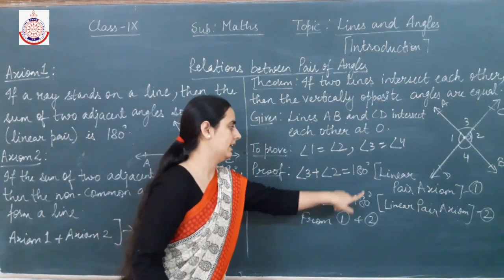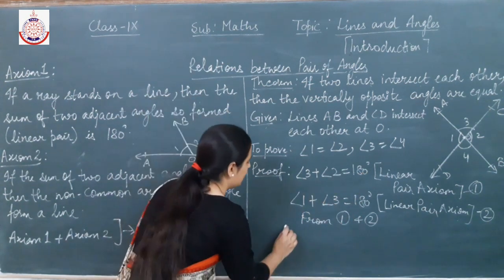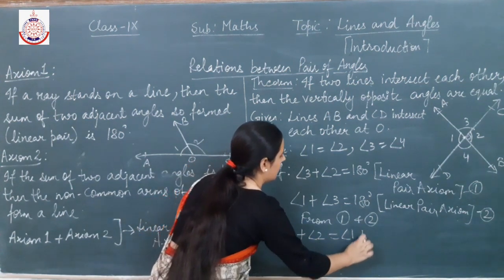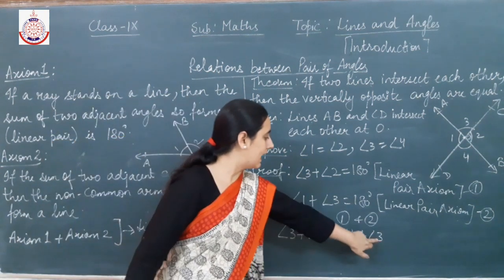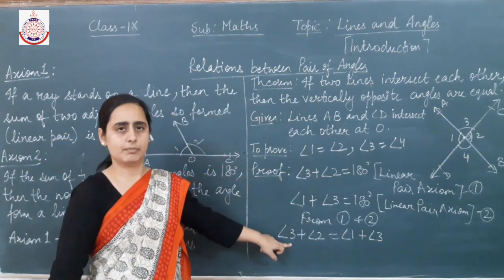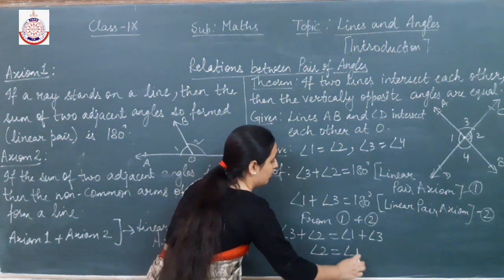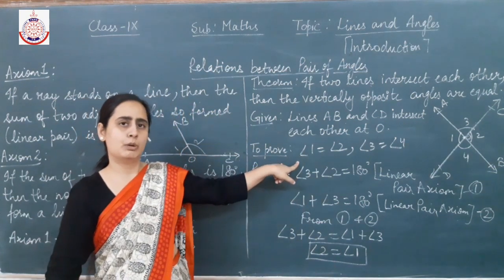Now as the right hand side is equal, I can write the left hand side also equal. That means I can write angle 3 plus angle 2 is equal to angle 1 plus angle 3. Now you can see here both sides angle 3 is common. So from here we have got the result angle 2 is equal to angle 1. So our first result is proved.